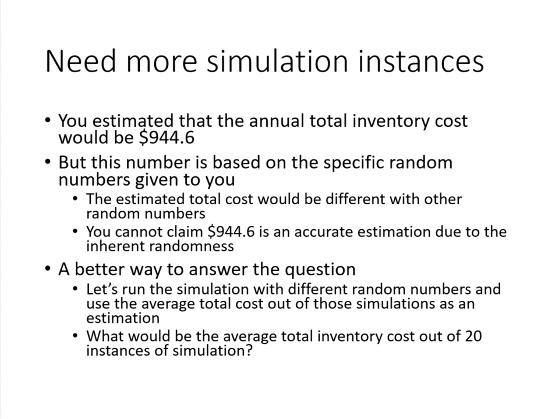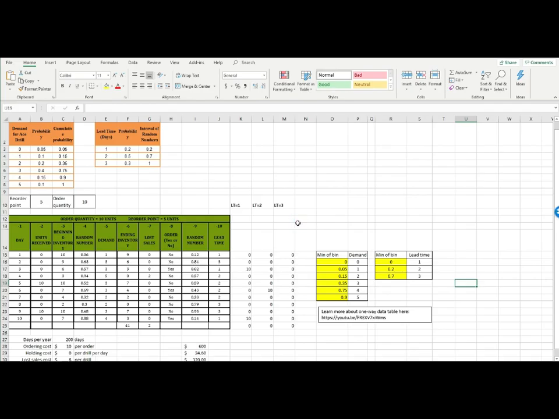Let's run the simulation many times with different random numbers, and then take the average of annual cost out of those simulations. Okay, that will give you an idea about the average estimated total annual cost. So specifically, let's run 20 simulations. Run the simulation 20 times with different random numbers and take the average of annual cost out of those 20 simulation runs. Now we're going to use this model and replicate it 20 times with different random numbers.